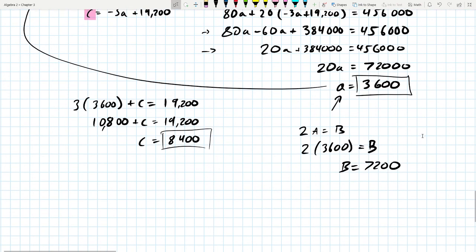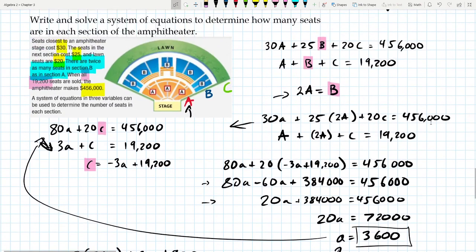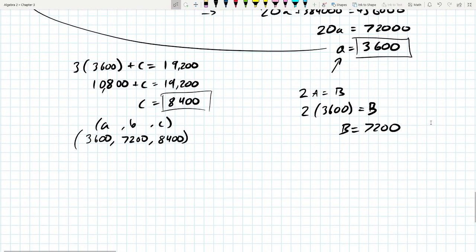All right. So here we go. Our solution point is 3,600, comma, 7,200, comma, 8,400. That is our solution point. A, comma, B, comma, C. Let's see what the question asked before. Make sure we're answering everything. Can be used to determine the number of seats in each section. So there you go. There's the number of seats in each section.